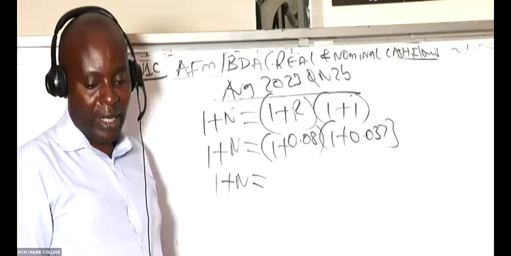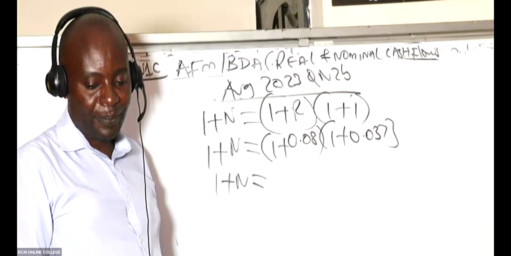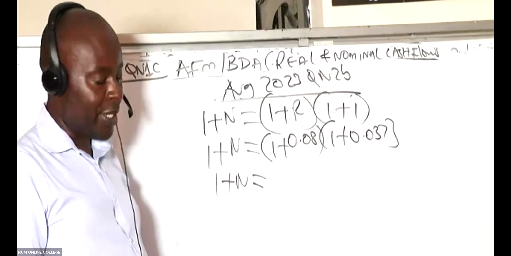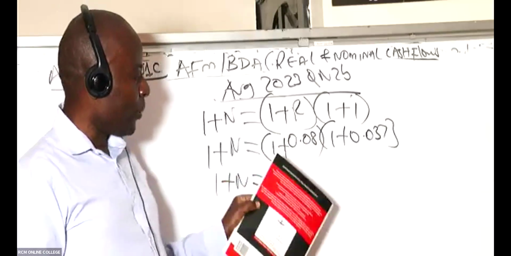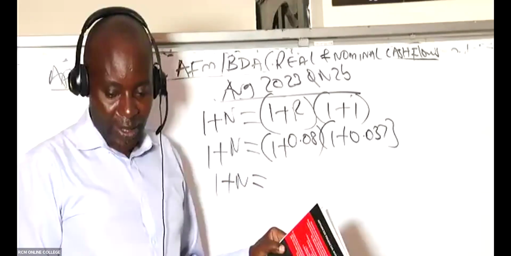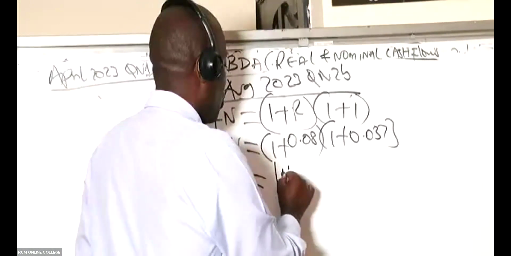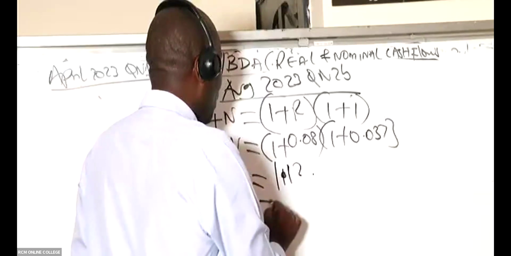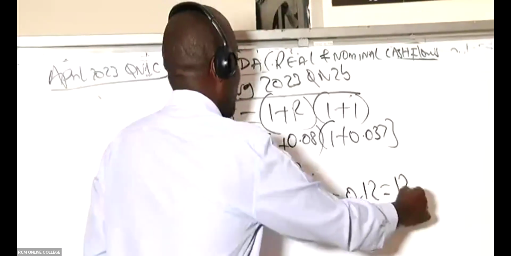What are we able to get here? 1 plus n will be equal to 1.08 times 1.037. So we are getting 1.12. So this is 1.12. Then n will be 1.12 minus 1, which is the same as 12%.